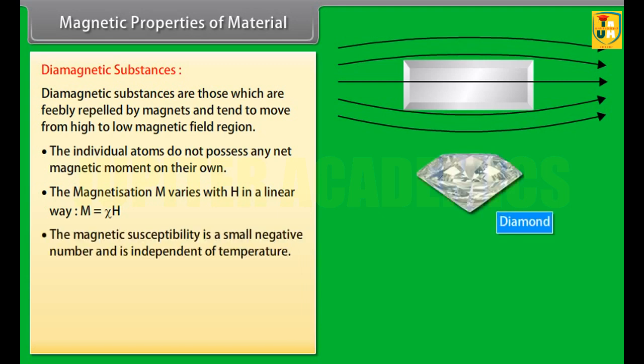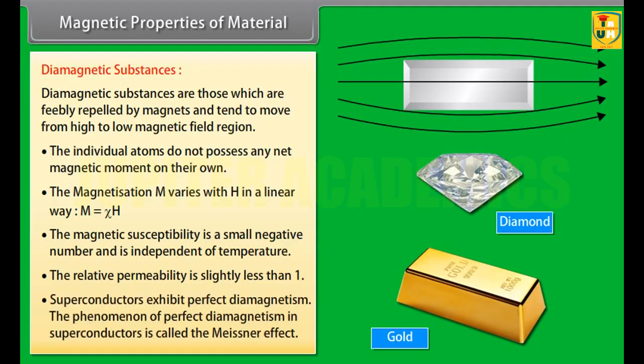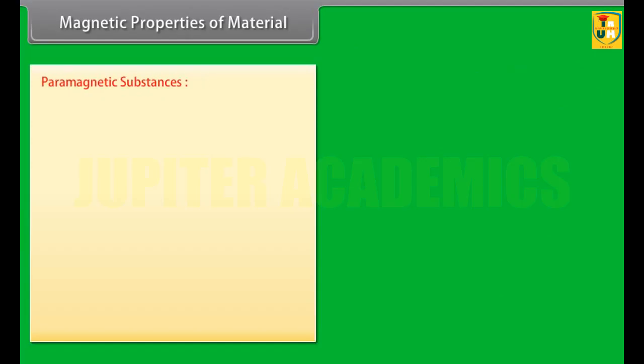The magnetic susceptibility is a small negative number and is independent of temperature. The relative permeability is slightly less than 1. The superconductors exhibit perfect diamagnetism. The phenomenon of perfect diamagnetism in superconductors is called the Meissner effect. Paramagnetic substances.